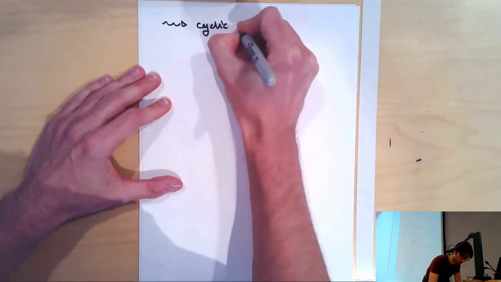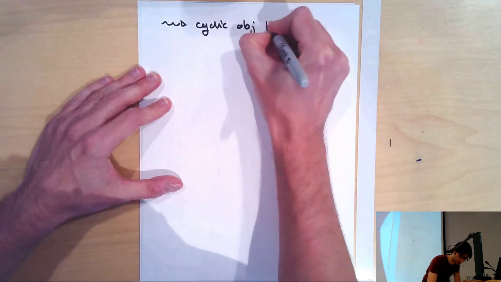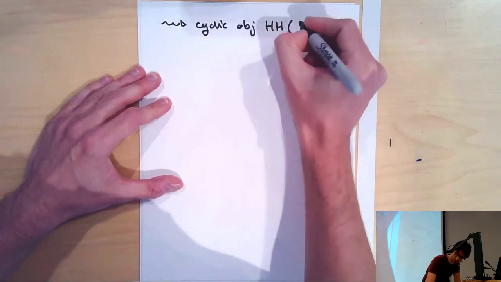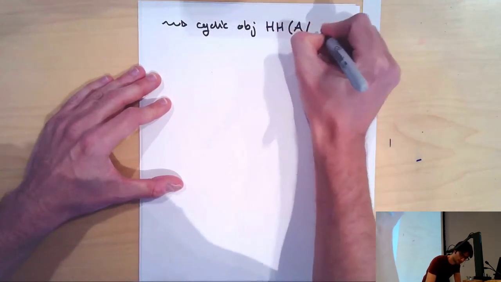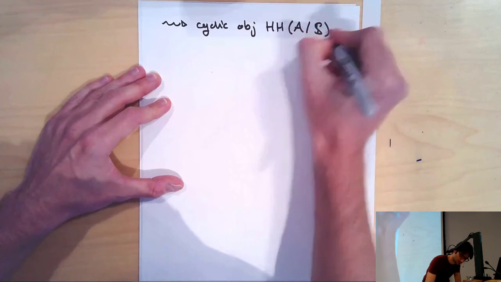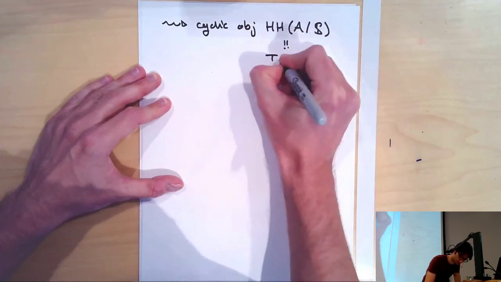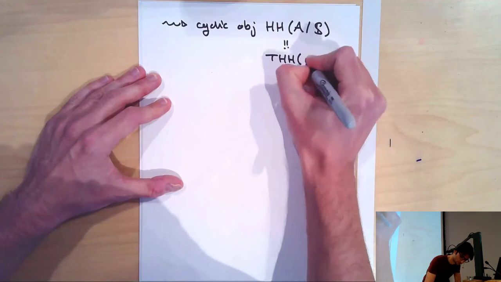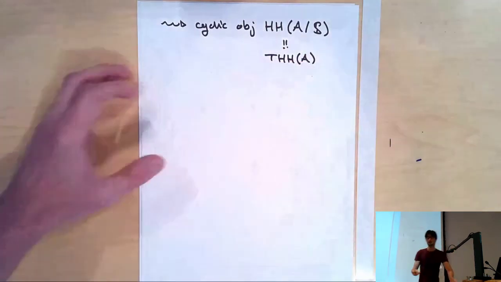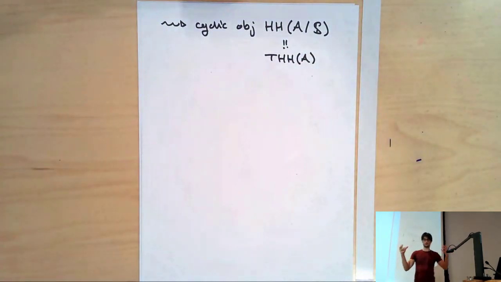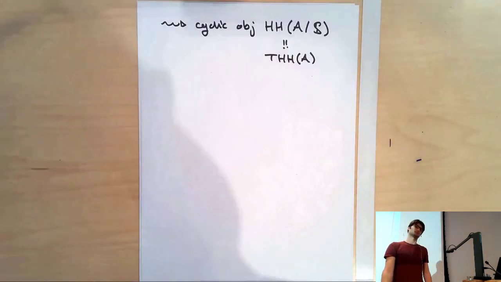So in particular, I can therefore now form a cyclic object, I'll call it Hochschild homology, of A over S, and this is precisely the topological Hochschild homology of A. So I just repeat the formula that I had for this Hochschild cyclic object at the very beginning, but I replace all the tensor products that were appearing over K by tensor products in this category.